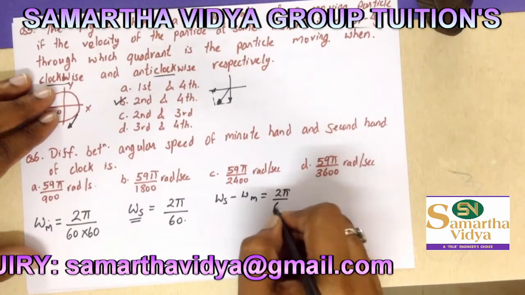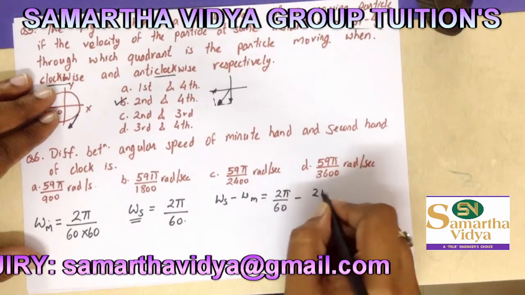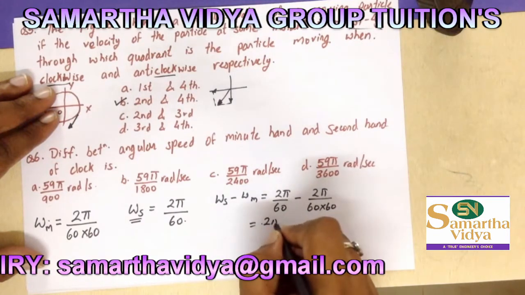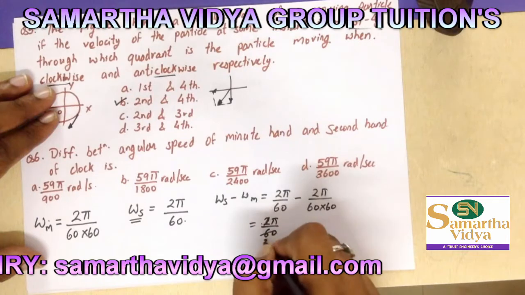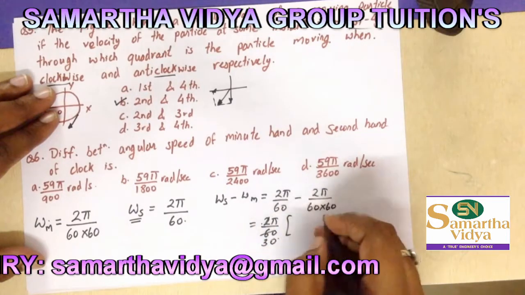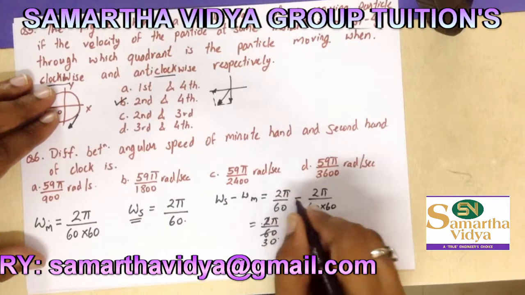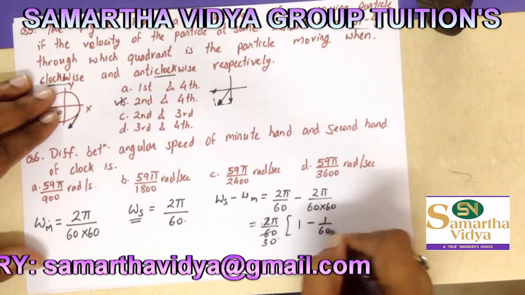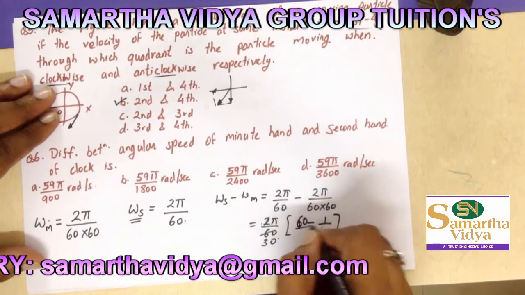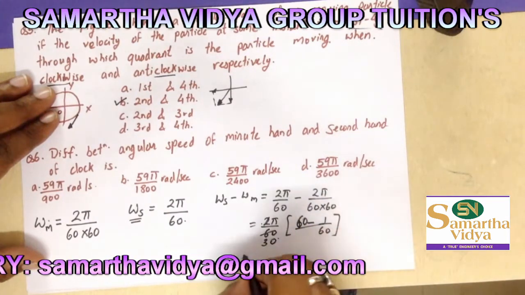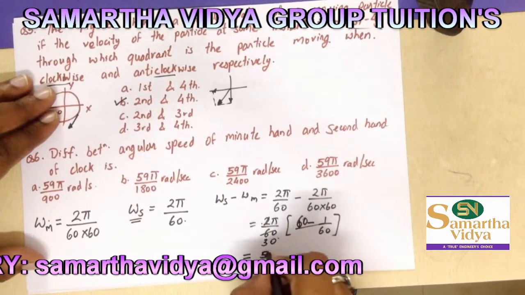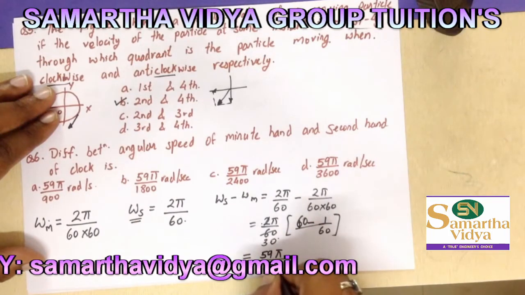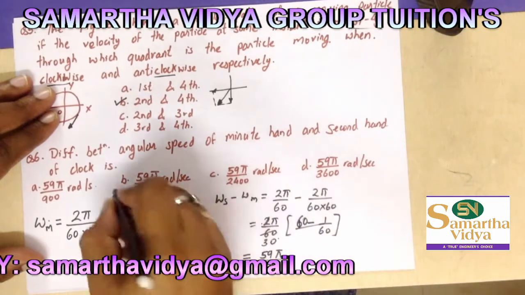So that is 2 pi by 60 minus 2 pi by 60 into 60. So we can take 2 pi by 60 common. That becomes pi by 30, and inside the bracket, since I've removed 2 pi by 60, this is going to be 1 minus 1 by 60. So if I take the LCM, this becomes 60 minus 1 by 60, which is nothing but 59. So it becomes 59 pi divided by 1800. So that's nothing but your option B.